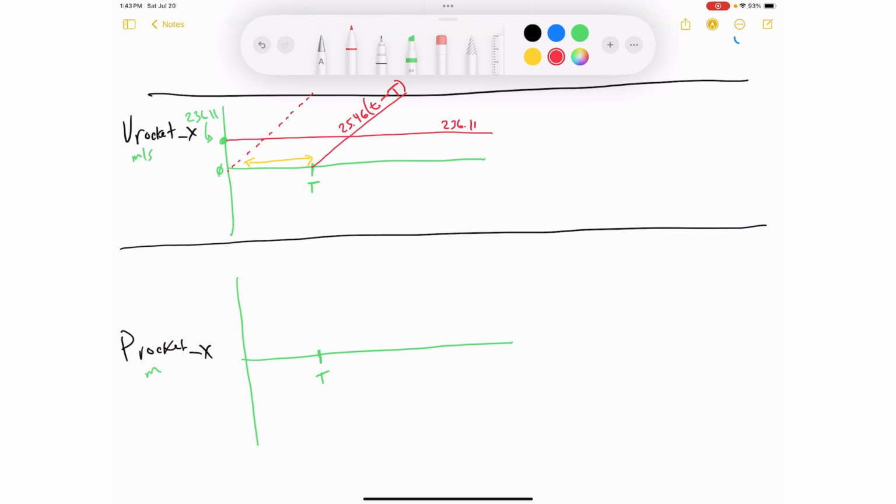Great. So basically you have two functions, the horizontal function and the diagonal function. What's going to happen is you just add those together, and that creates the composite function, which is how it's really moving. So if you were to add these two functions together, how would you do that? Maybe I'll change my colors here. You would say 25.46 times little t minus big T, plus 236.11.